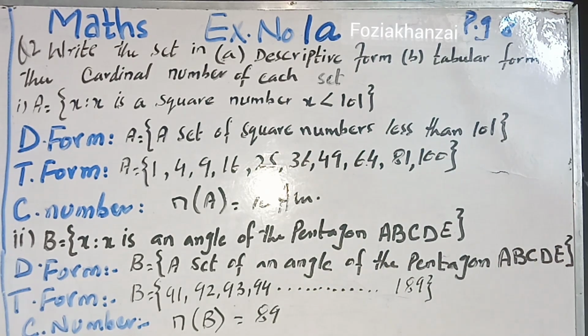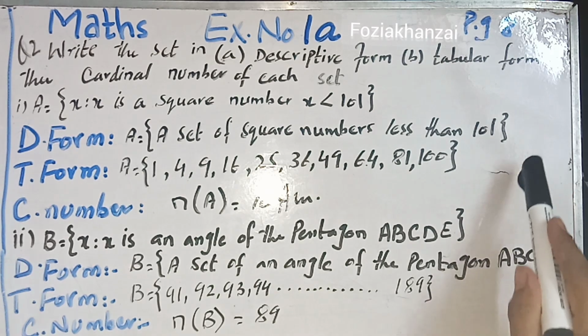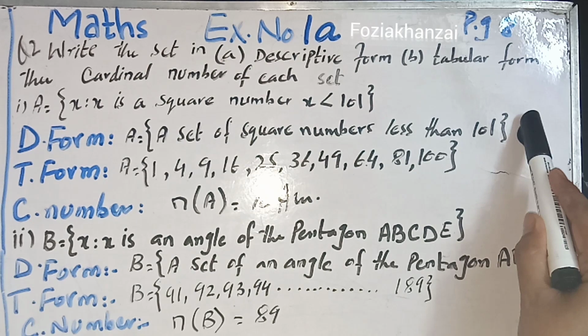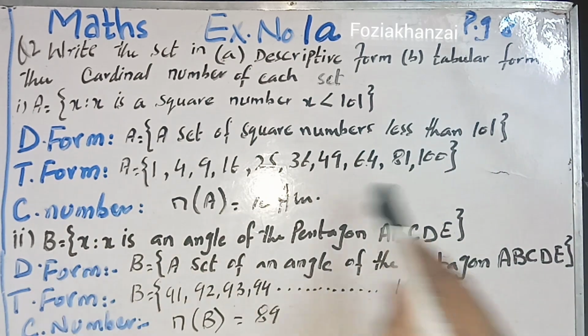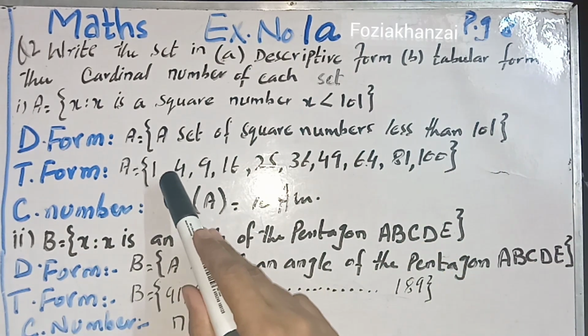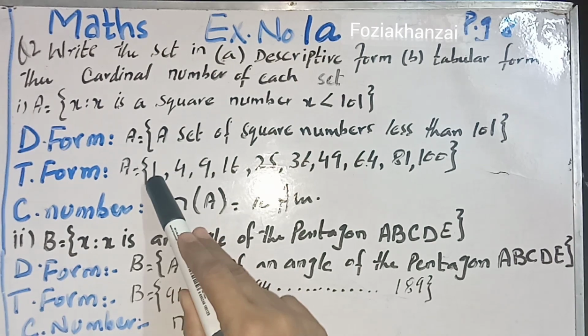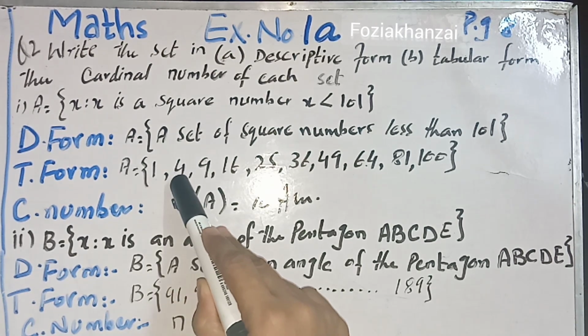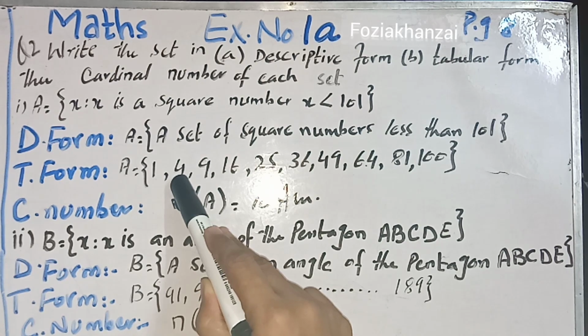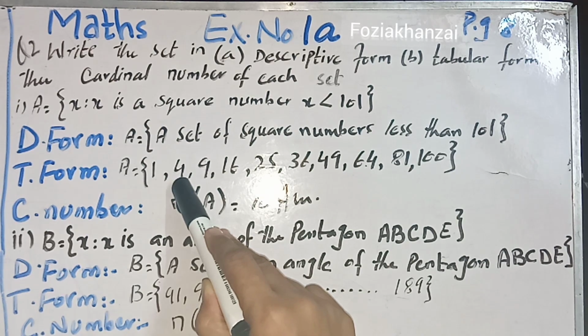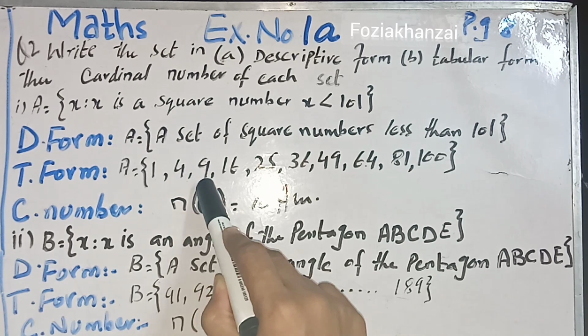Square number means the same number multiplied by the same number. So we write in descriptive form. Now tabular form. We write square numbers. 1 times 1 is 1. 2 times 2 is 4. 4 is a square number. It means 2 multiplied by 2, same number multiplied by same number. 2 times 2 is 4. The next number, 3. 3 times 3 is 9. 9 is a square number.